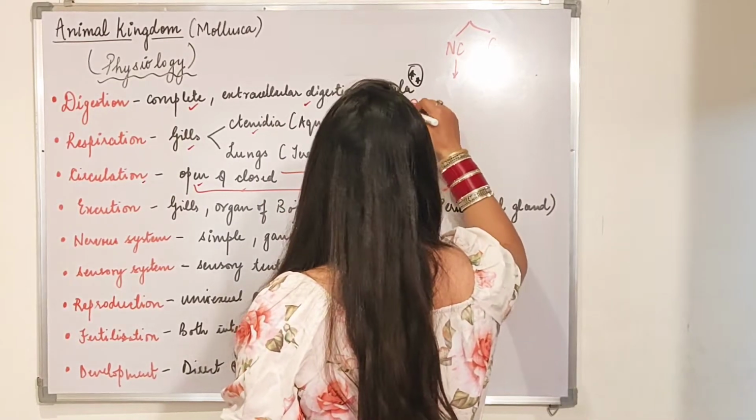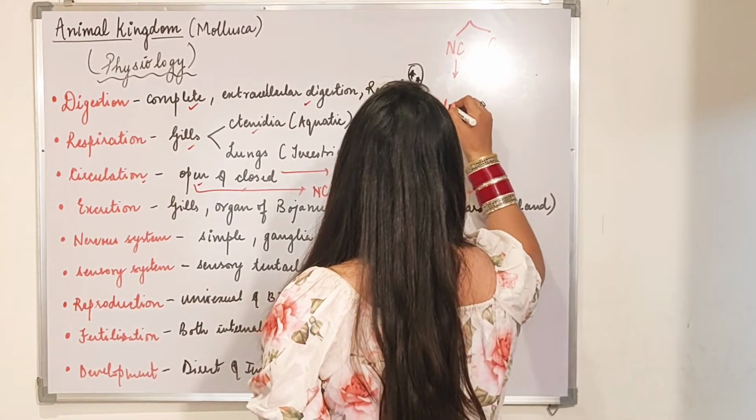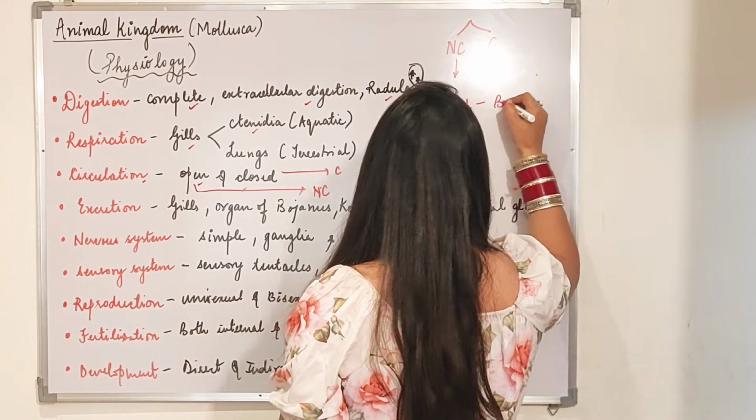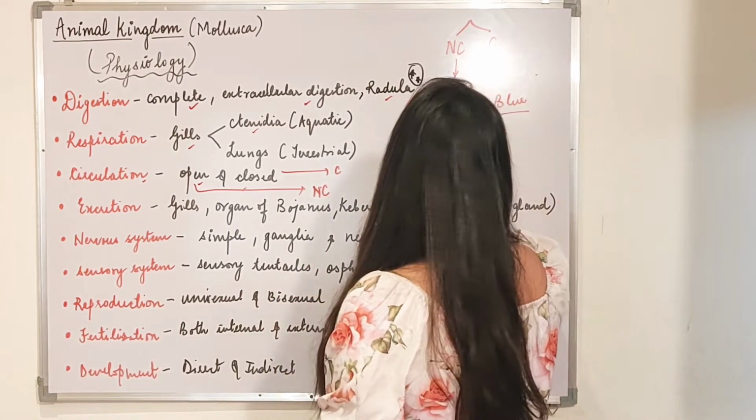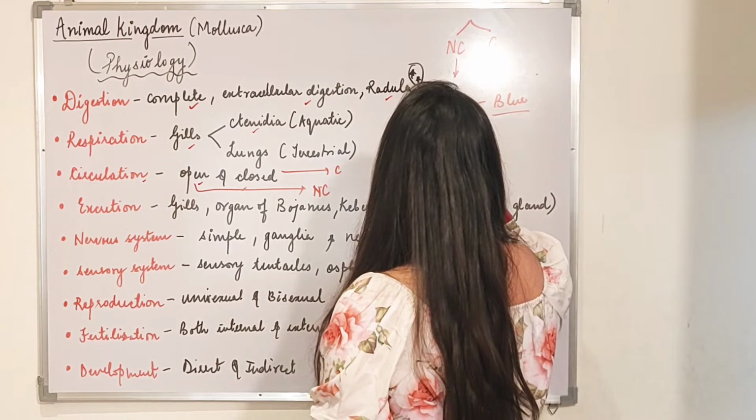Now here, the color of blood. The blood present here is blue in color. Why? Because there is a pigment called hemocyanin.